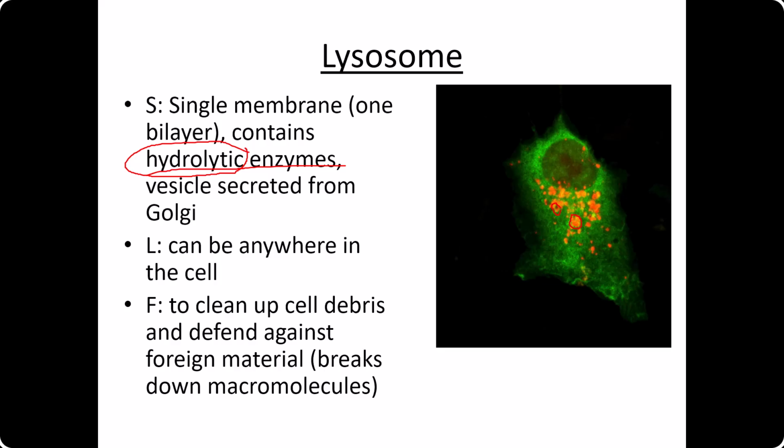They can be secreted from the Golgi apparatus. They can be found throughout the cell, as you can see in this picture here. They're all kind of throughout the cell. And they're important to clean up debris and defend against foreign material by breaking down large molecules.